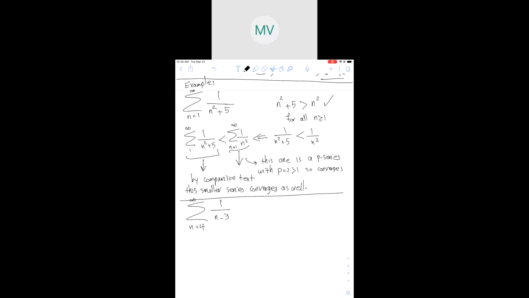Okay. All right. Again, you can do integral test, right? 4 to infinity, 1 over x minus 3 dx. Find that, and then the value of that one is the same. Okay. But now let's see how the comparison test is going to help us to show if it converges or diverges.